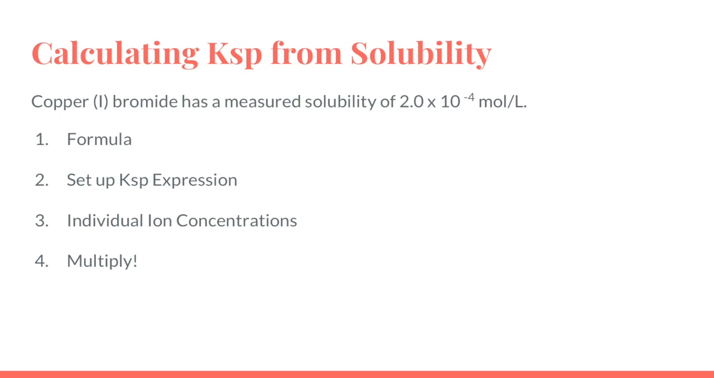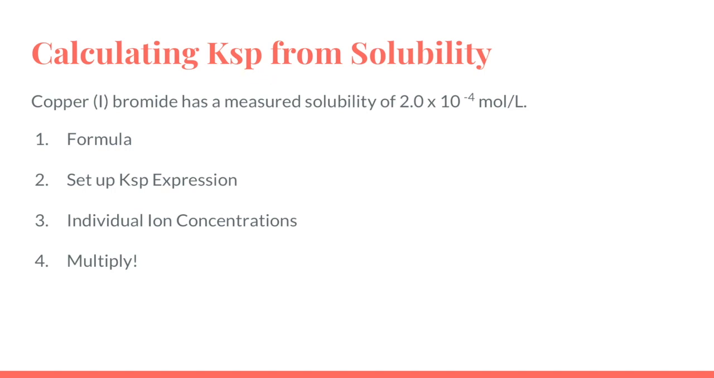We're going to do 3 examples in the order from the other slide. So here we have copper 1 bromide has a measured solubility of 2.1 times 10 to the negative 4th moles per liter. If I'm given solubility, what is my Ksp?